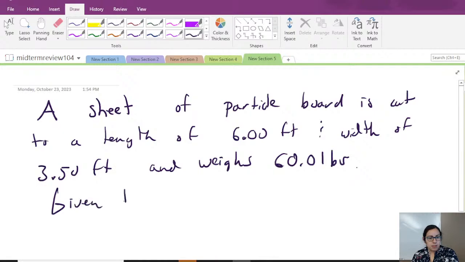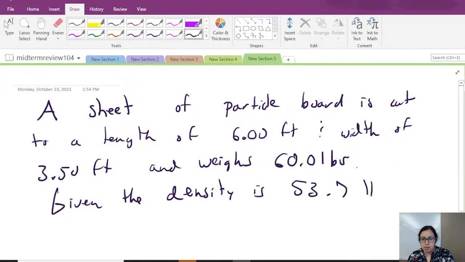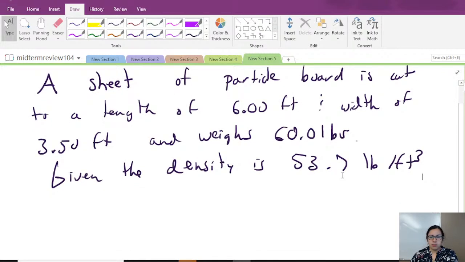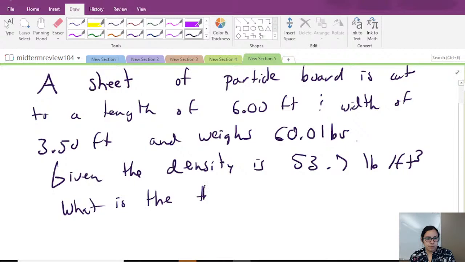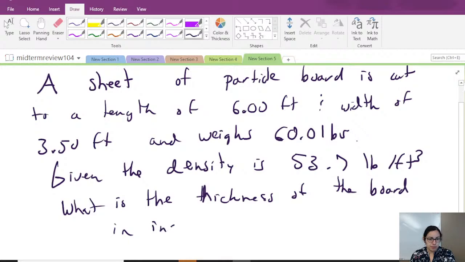Given the density is 53.7, that's pounds per feet cubed, what is the thickness of the board? And we're asked for it in inches.